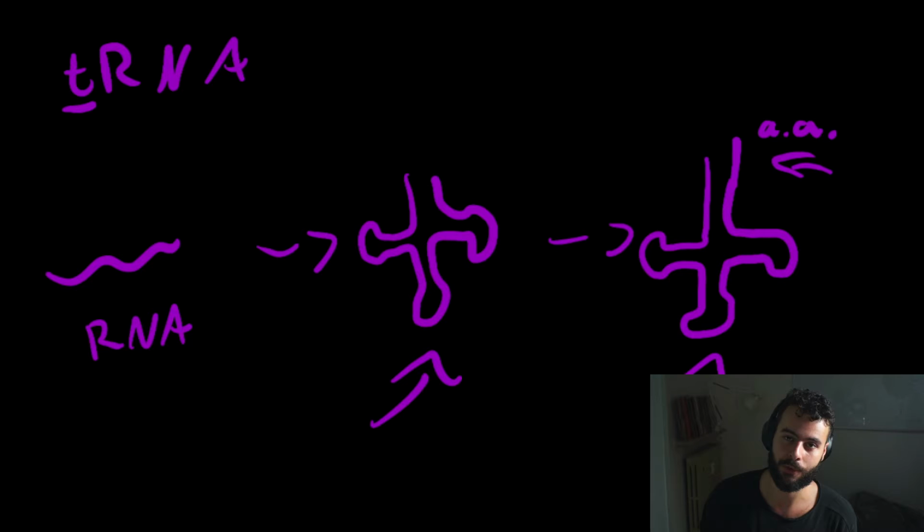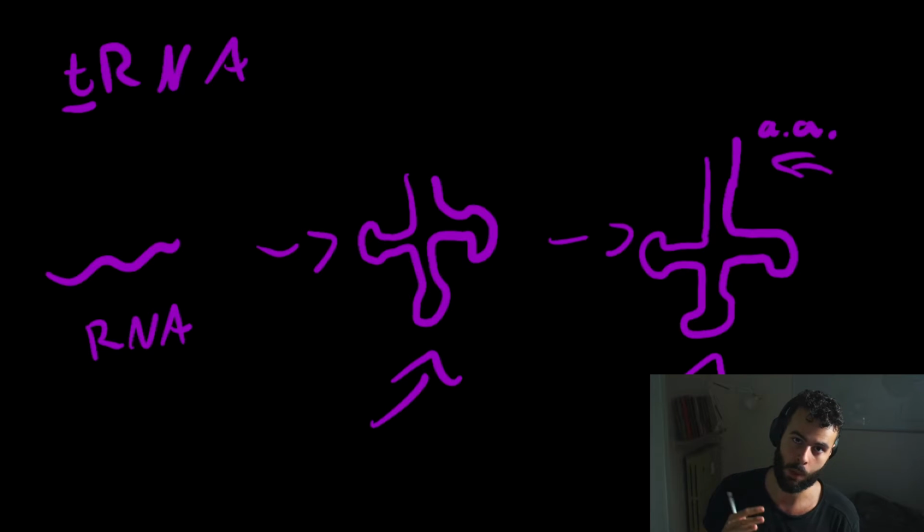We also have something called tRNA. tRNA stands for transfer RNA. And the tRNA is going to help us transfer different amino acids from the surroundings of the cell to the ribosome in order to help us create a sequence of amino acids, therefore the proteins.